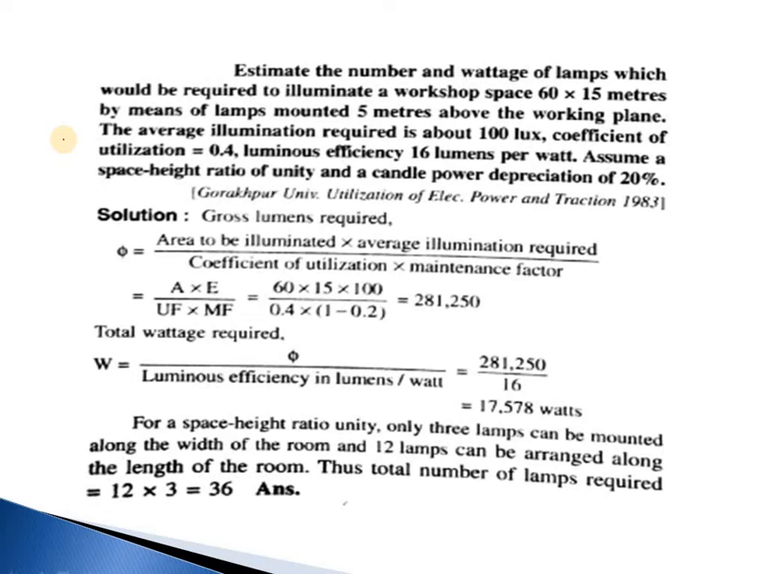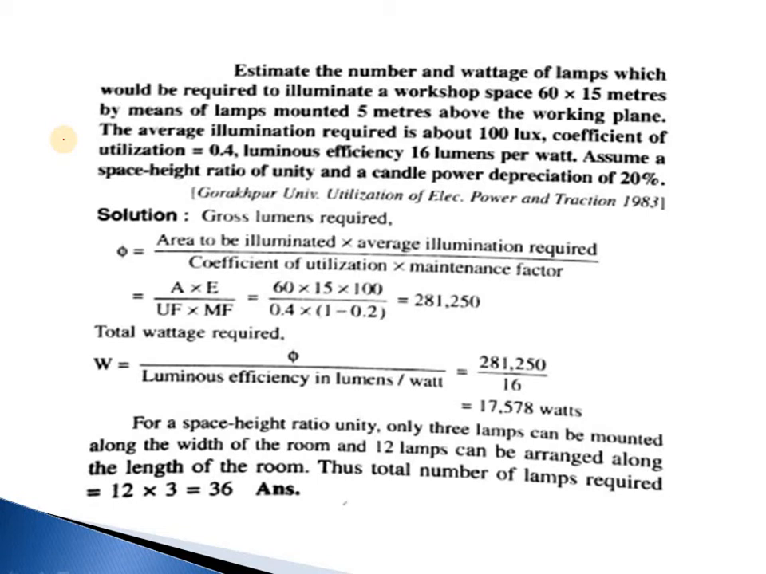Coefficient of utilization 0.4. The luminous efficiency 16 lumens per watt. Assume a space height ratio of unity and the candle power depreciation 20%. So the same formula we have used.